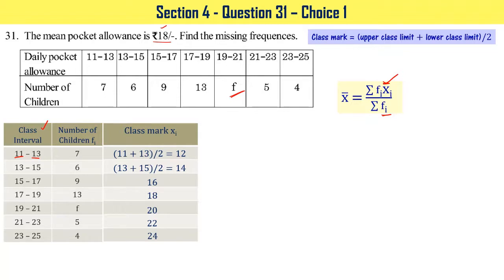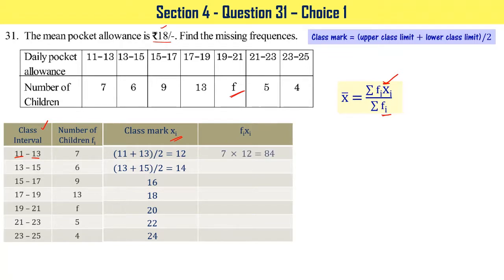Now we know fi, we know xi. So we can now find fi xi such that we can get sigma fi xi. Let's do that now. fi xi is going to be 7 times 12 for the first class, that is equal to 84. For the next class, it is 6 times 14, that is also equal to 84. For the next class, it is 9 times 16. For the next one, 13 times 18. For the next one, it is f times 20. I'm writing it as 20f. Please note this. The next one, it is 5 times 22, that is 110. And the last one, it is 4 times 24, that is 96.